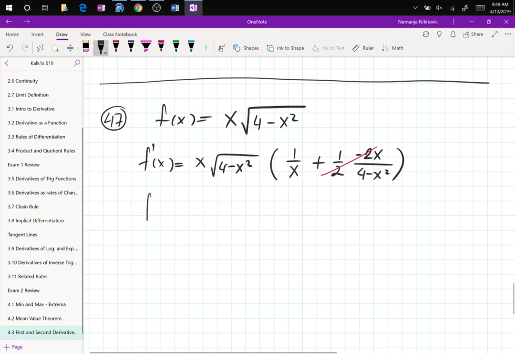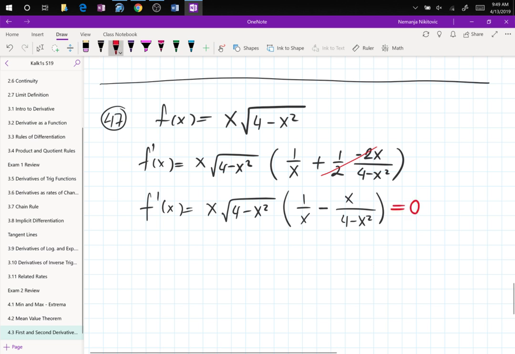So the f prime of x is just x square root of 4 minus x squared, in parentheses, 1 over x minus x over 4 minus x squared, and that's what I have. So now I set this equal to 0 because I want to find the critical numbers. I want to find critical points to find where to partition. Now, there are also some domain issues that we want to discuss, but we'll get there.